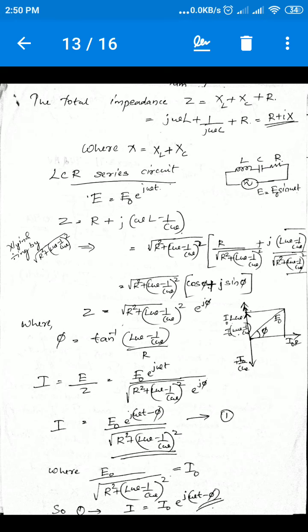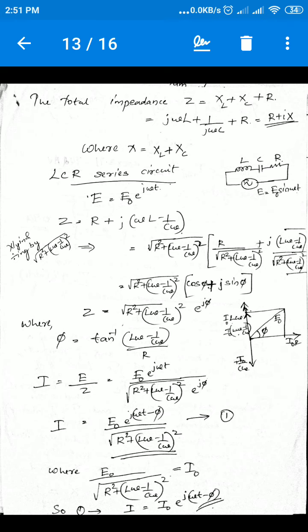Okay, we are substituting this real part as cos phi and the imaginary part as sin phi. So now the new equation, Z will be equal to the square root of R square plus L omega minus 1 by C omega whole square, times cos phi plus j sin phi, which becomes e raised to j phi, isn't it? So e raised to j phi. Cos phi plus j sin phi is e raised to j phi. This is now the new impedance, the total impedance.